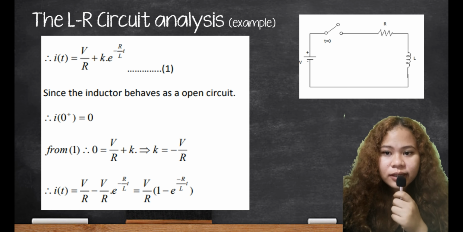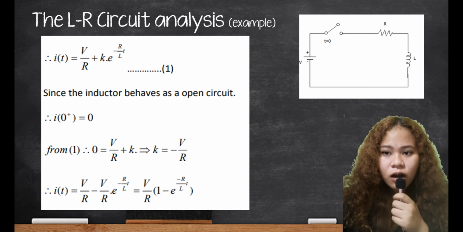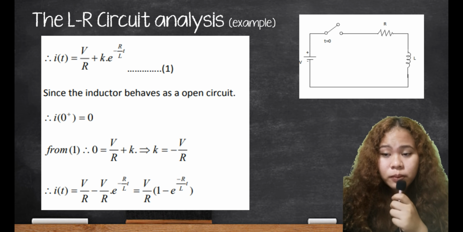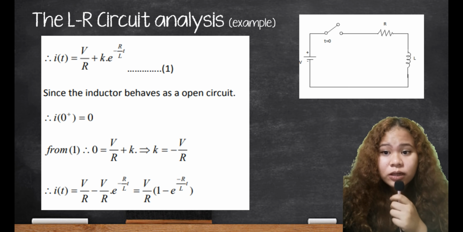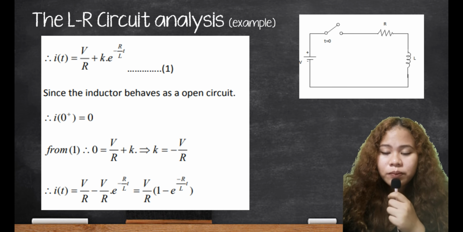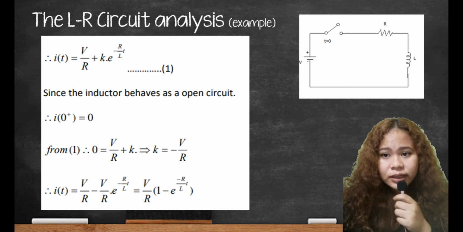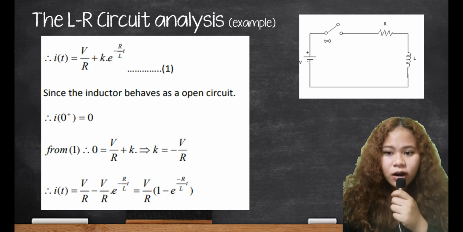Therefore, i(t) is equal to V over R plus k times e to the power of negative R over L times t. Since the inductor behaves as an open circuit, i(0+) is equal to 0. From the first equation, which is i(t) equals V over R plus k times e to the power of negative R over L times t, we can therefore conclude that 0 is equal to V over R plus k. Now k is equal to negative V over R.